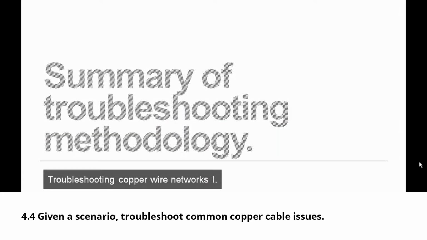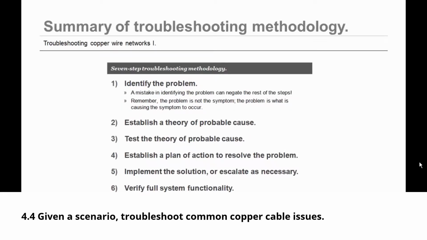I'm going to begin with a summary of the troubleshooting methodology. CompTIA recommends a 7-step troubleshooting methodology. Step 1 is to identify the problem. A mistake in identifying the problem can negate the rest of the steps. And remember, the problem is not the symptom. The problem is what is causing the symptom to occur.